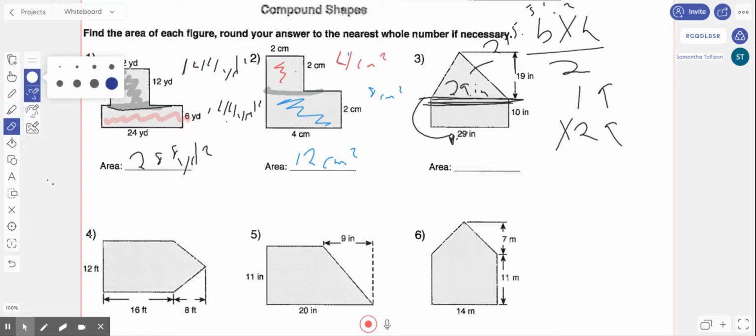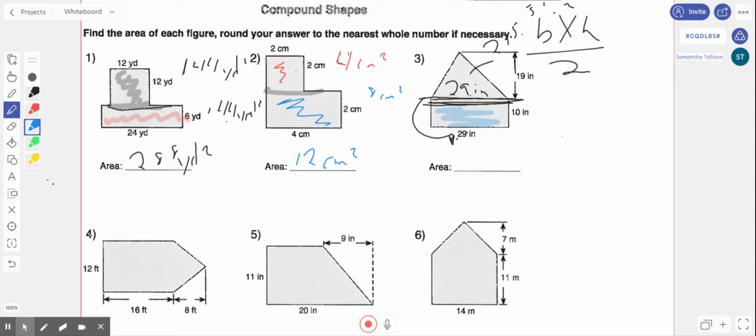And I'm going to find that just by multiplying my length times my width. So 10 times 29 is going to give me 290. So this measurement right here is 290 inches squared.